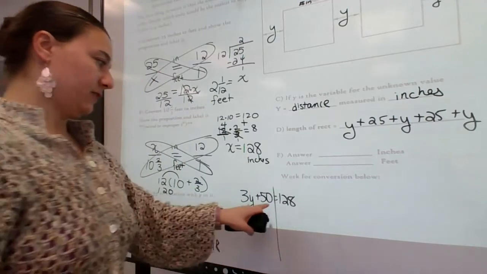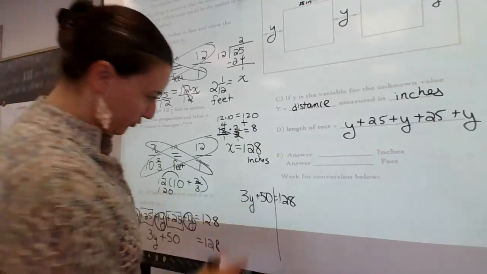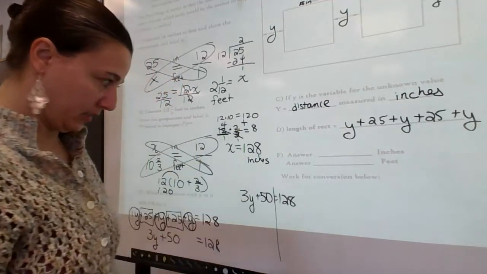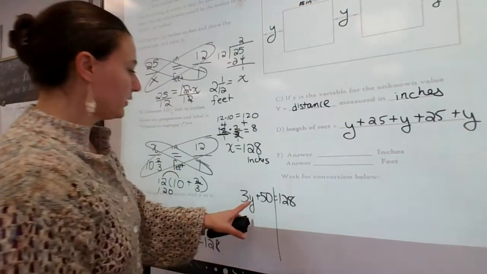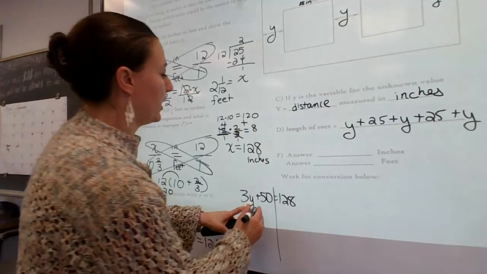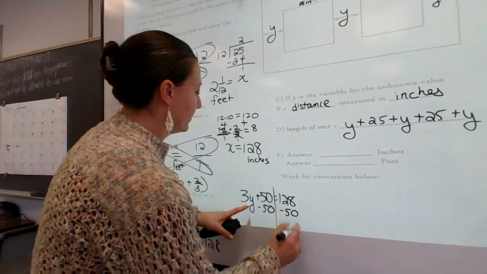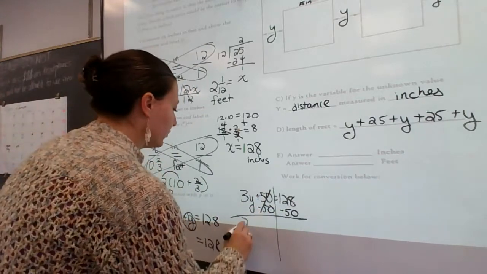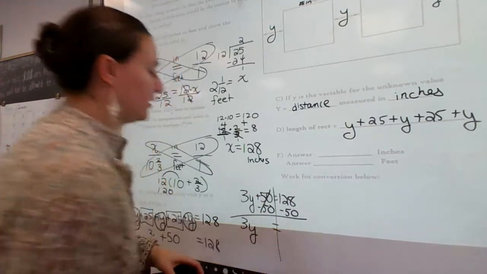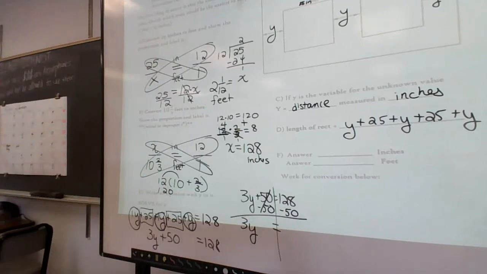We're going to attack the 50 first because we go after adding and subtracting before we go after multiplying and dividing. The opposite of the 50 that's bothering Princess Y here is a minus 50. You have to do it to both sides. Drop it like it's hot and see what you got. 128 minus 50 is 78.